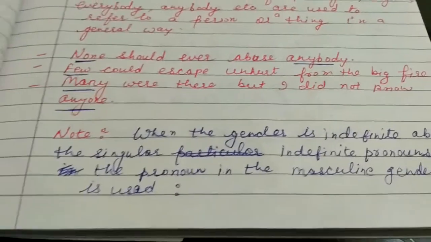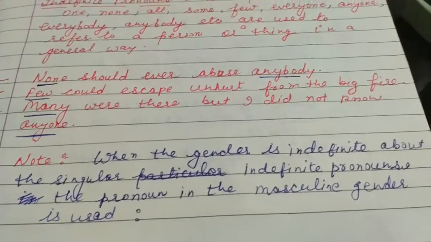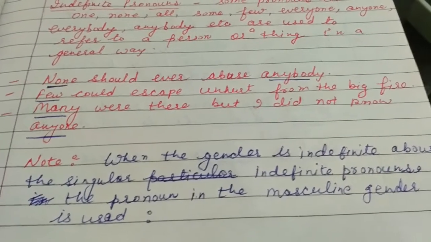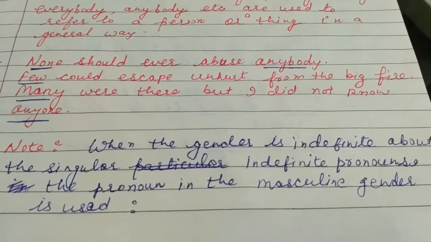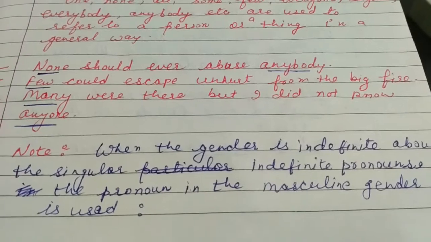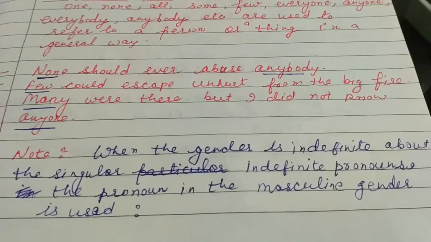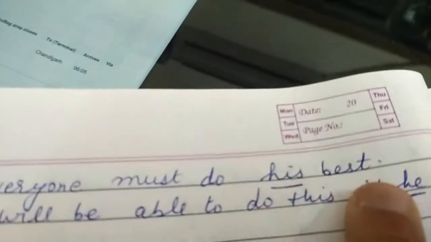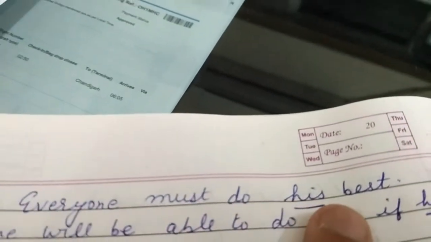One more thing, here is a note for you. When the gender is indefinite about the singular, meaning you don't know the gender of the pronoun you are going to use, generally we use the masculine gender. When the gender of the pronoun is not given, you will use the masculine gender. Here's the example: Everyone must do his best. You can't say that everyone must do her best.